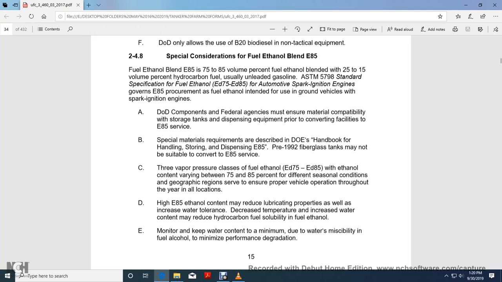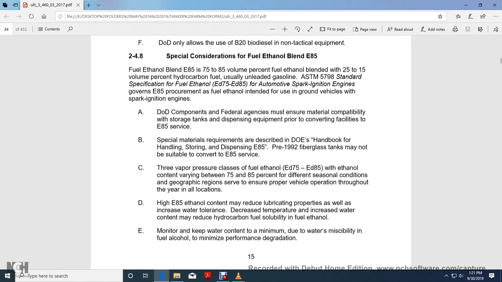The Department of Defense component of the federal agency must ensure the storage tank and dispensing equipment of the facility converting to E85 service meet the special requirements described in the Department of Energy handbook. Storing and dispensing E85 in pre-1992 fiberglass tanks may not be suitable for conversion to E85 service.